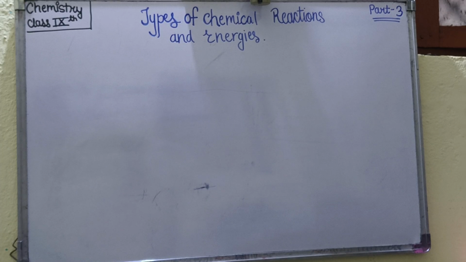Today we are going to learn class 9th chemistry chapter types of chemical reactions and energies. This is part 3. So in this part we are going to learn many more new things. So let us start. We are going to see some note topics of the reversible reactions where we stopped in previous part 2.